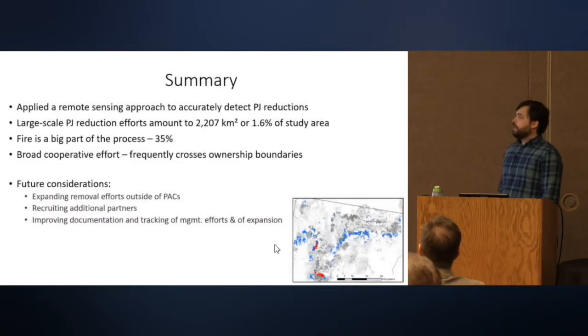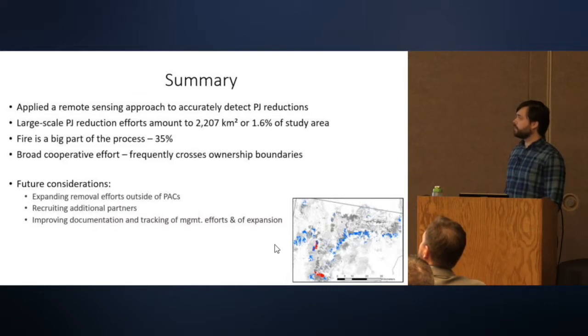So just a quick summary. We used a remote sensing approach to detect conifer reductions across the sage-grouse range. We found that these reduction efforts amounted to about 2,200 square kilometers of conifer reduction, which is just over 500,000 acres. We found that fire was a really big part of this process, just over a third of all reductions. And when we take a look at what's going on the ground, we can see that it does seem to be a fairly cooperative effort. We see a lot of instances of this management crossing ownership boundaries.